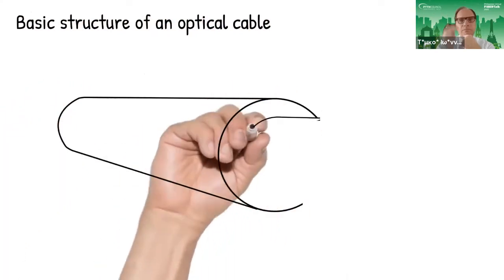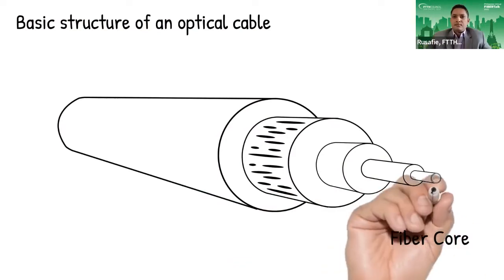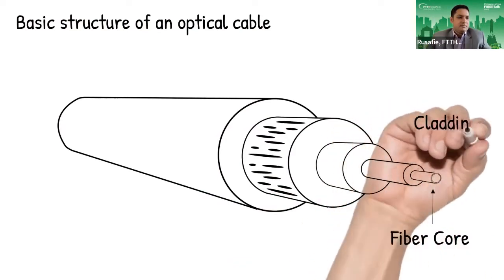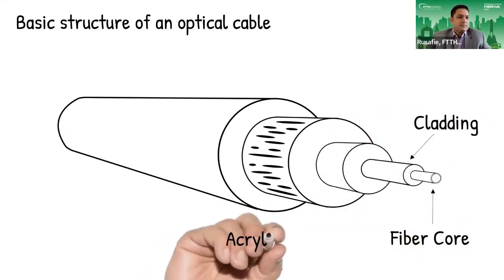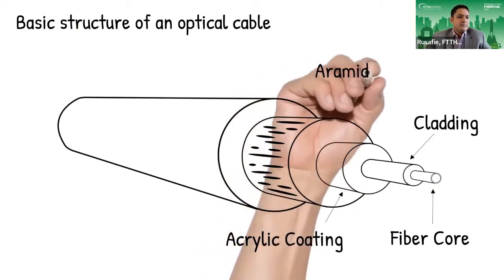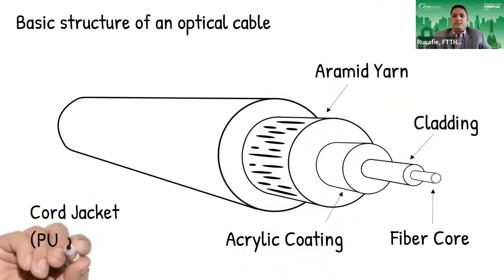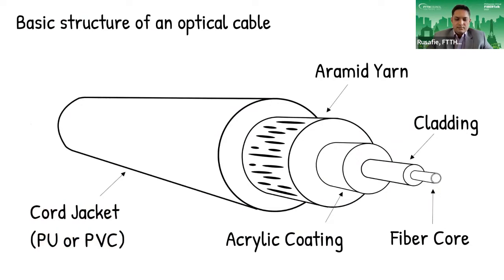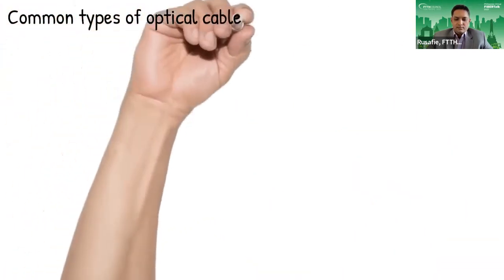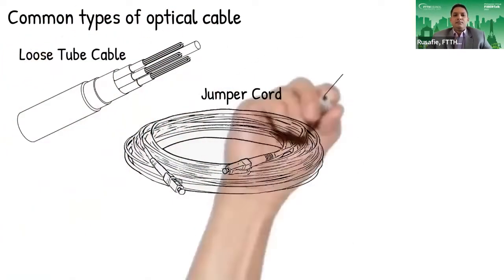Let's have a look at the makeup of a standard optical fiber cord. We start off with a strand of optical fiber with a layer of cladding. The cladding is then oversleeved with an acrylic coating. Aramid yarn is then layered around the assembly to increase the tensile strength of the cord. The whole assembly is then protected with an outer cord jacket that is usually made with polyurethane or PVC. Other than fiber cords, some other fiber cable constructions deployed around the world are the slotted core cable and drop cable.